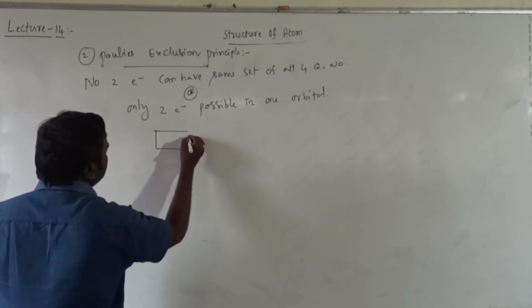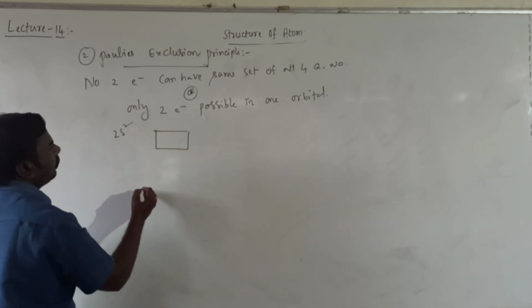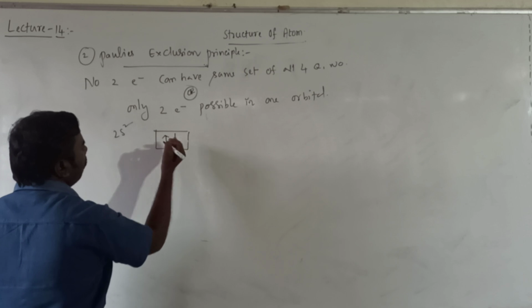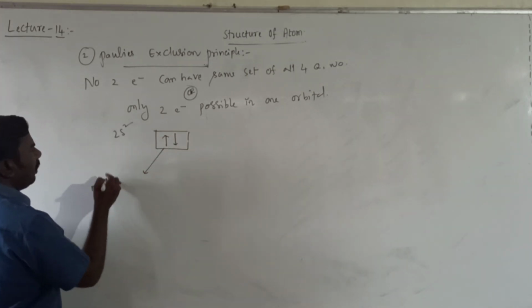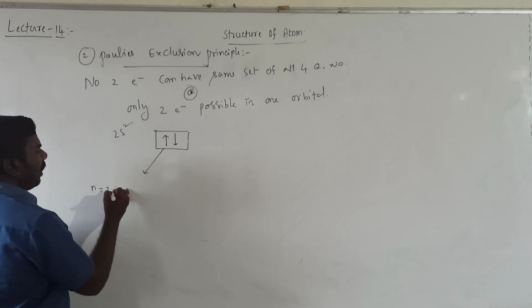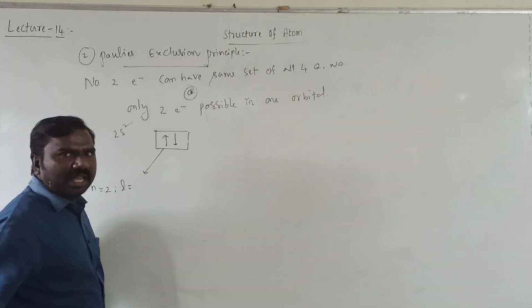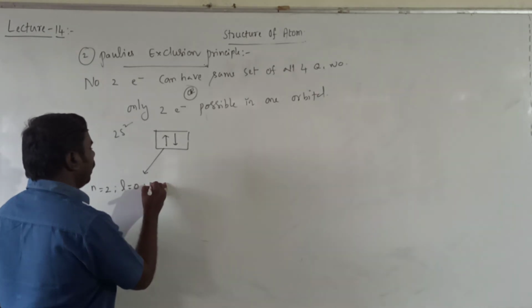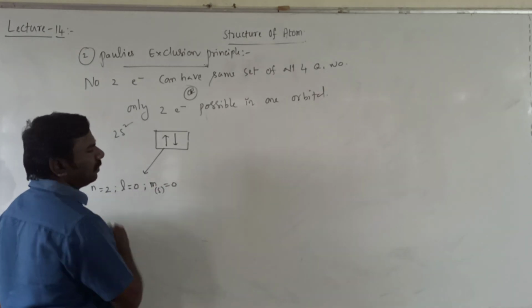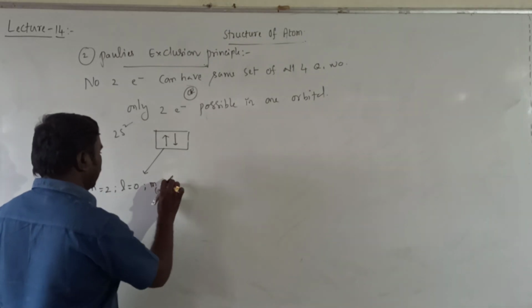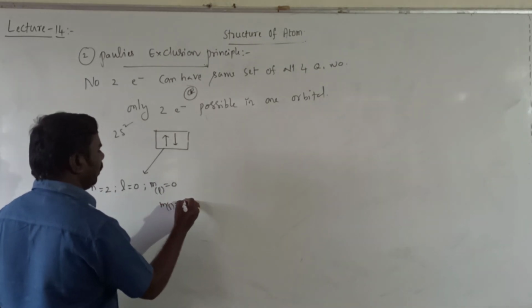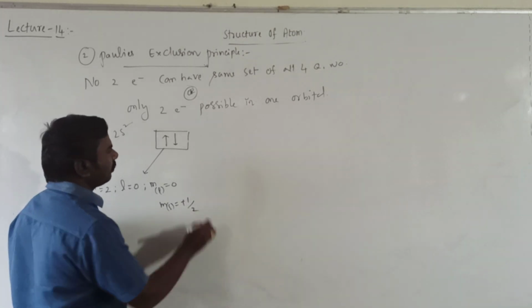This is 2s2. One is upside, another one is downside. For this electron, the n value will be 2. The l value, for s, is 0. The m value will be 0. If l is 0, m is also 0. Spin will be m_s, equal to plus half.